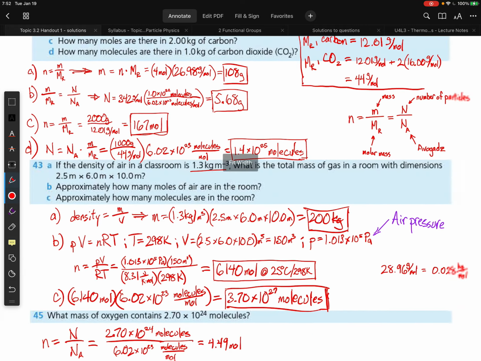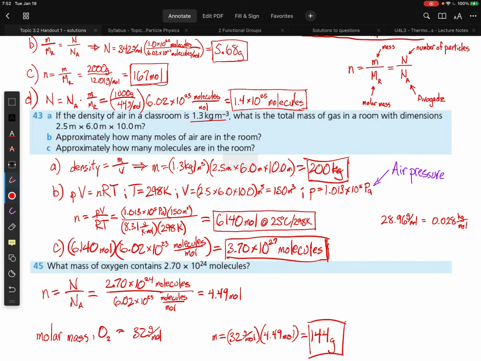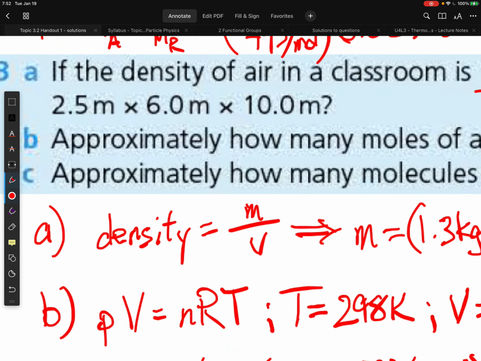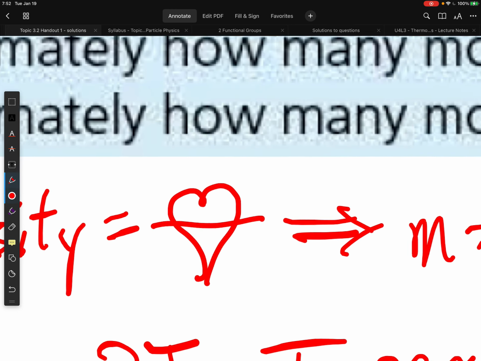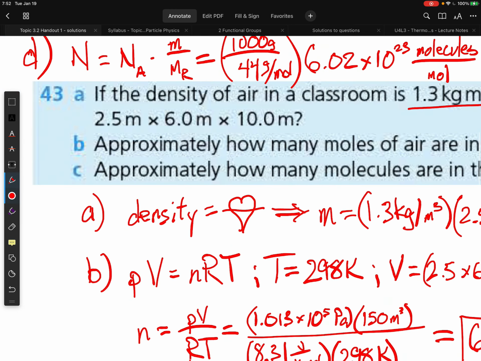All right, next up, 43. If the density of air in a classroom is 1.3 kilograms per meter cubed, what is the total mass of gas in a room with those dimensions? Okay, so here we have a fairly simple conversion. Always remember that we heart density. And if you don't believe me, take a look. Ta-da. We heart density.